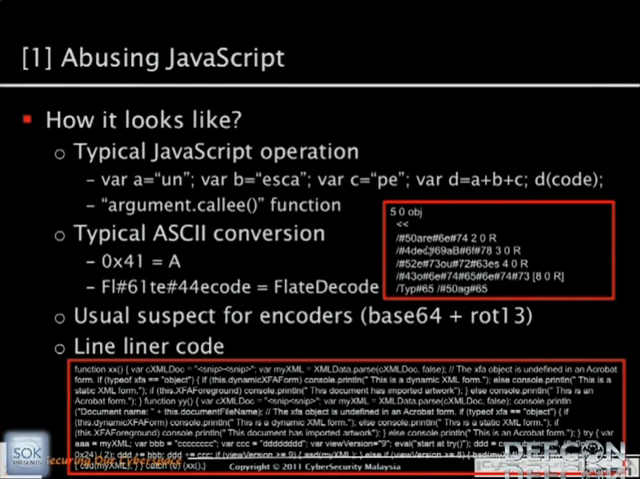And of course, we see the usual suspects for encoders like Base64, ROT13 and so on and so forth. Normally for JavaScript obfuscation, they try to make one-liner code, because JavaScript ends code execution with a semicolon, so the new line really doesn't matter. So they try to screw up the formatting of the code by putting it all in just one line of code.